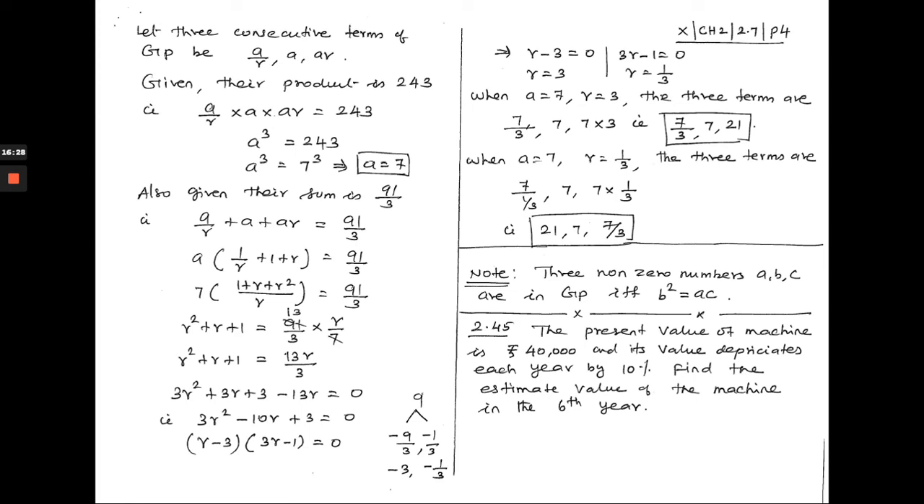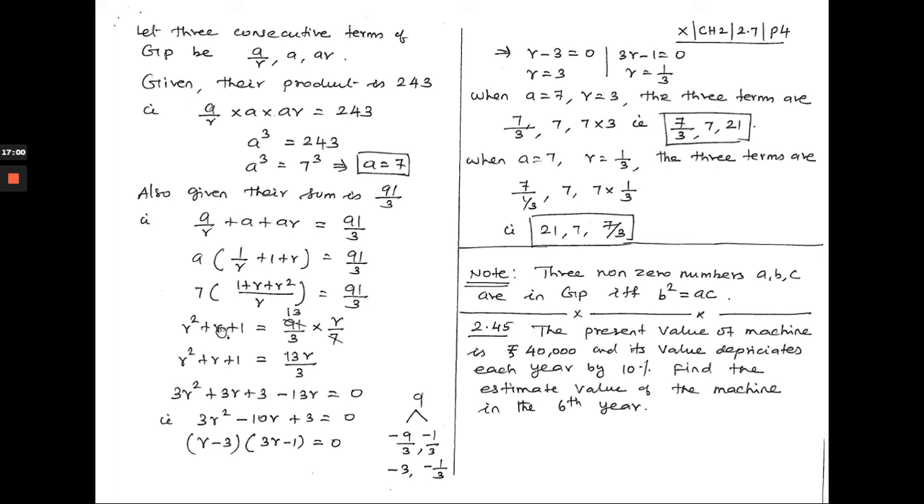Now also one more data is given. Their sum is 91 by 3. That is A by R plus A plus AR is equal to 91 by 3. Here the common term is A. Take the common term outside. A into (1 by R plus 1 plus R) is equal to 91 by 3. Here A is nothing but 7. 7 into (1 plus R plus R square by R) is equal to 91 by 3.